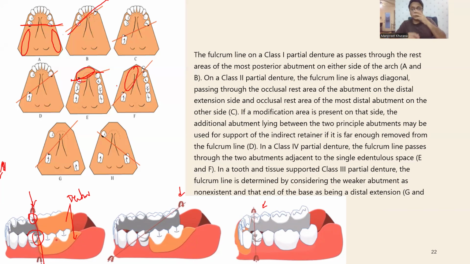In these, the length of the edentulous space doesn't matter. It is considered as a single edentulous space, and the most posterior edentulous space governs the classification. There are various rules, Kennedy's classification and other rules, which you'll be learning in prosthodontics. Here we have to just understand what the fulcrum lines are on which the denture can rotate. Okay.